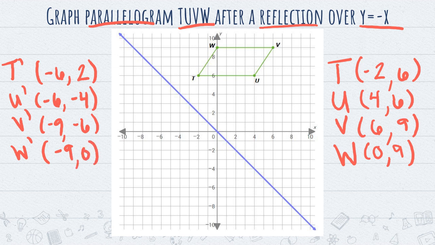So now I need to graph each of these points. So I go to -6, 2, and -6, -4. And this point was T prime. This was U prime. I then go to -9, -6, and that is V prime. And then for W, I am at -9, 0. I then connect my points, and I'm sure it's going to look awesome, just like the picture should. So there is my reflection. And just one more reminder that you need to graph in the same order as what it's listed at the top. So I did TUVW, and that's what you'll need to do on IXL as well.